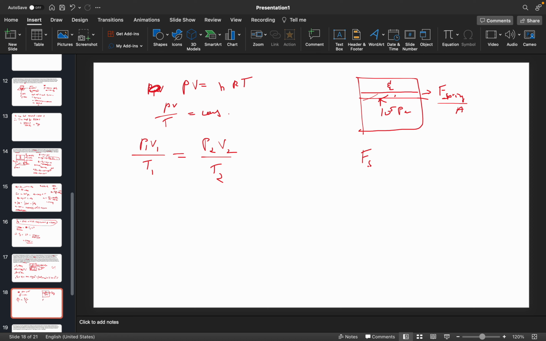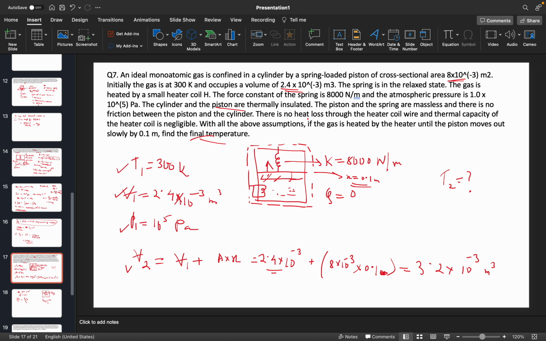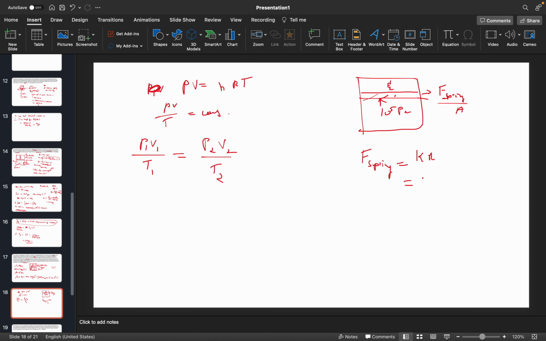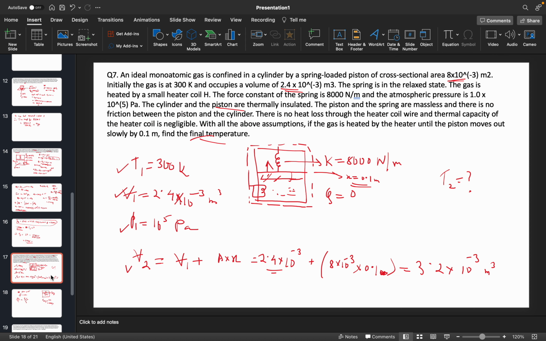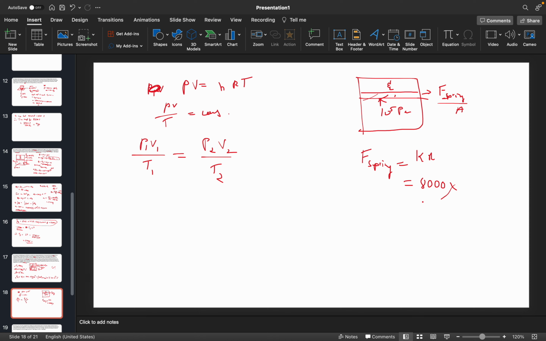F spring is equal to K into X. What is my K? My K is 8000. And what is my X? My X is 0.1. So it is 800 Newton. Therefore, the final pressure P2 will be what?